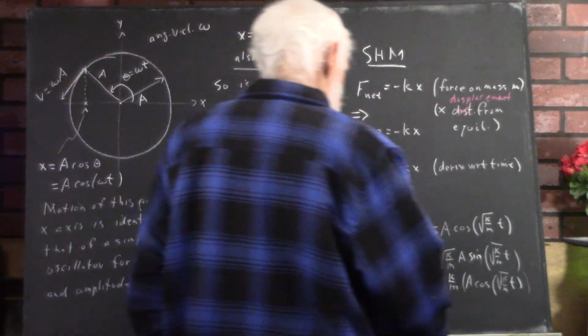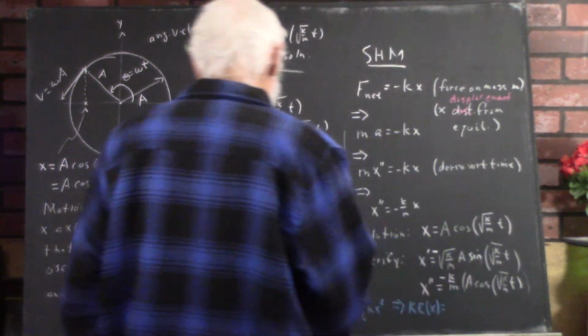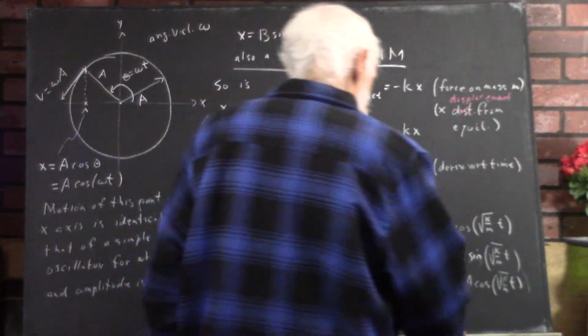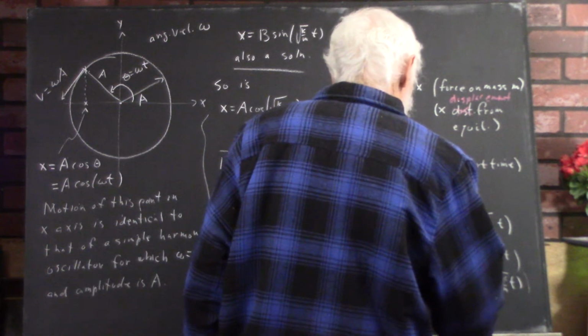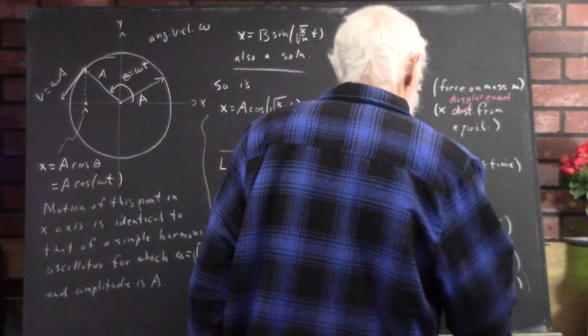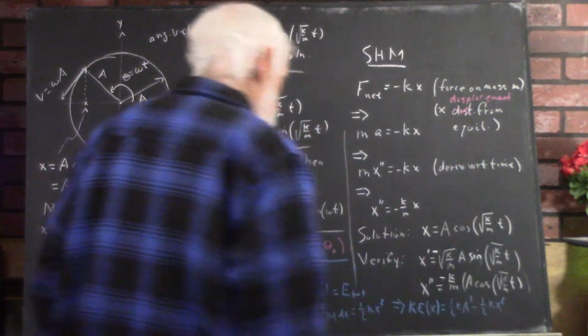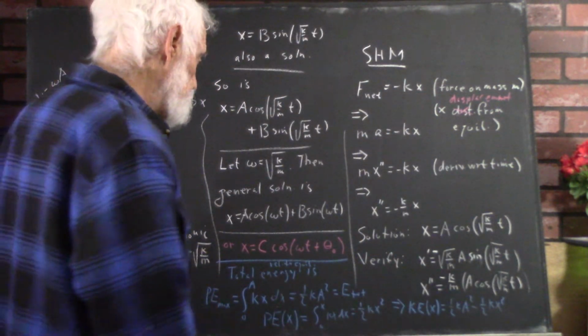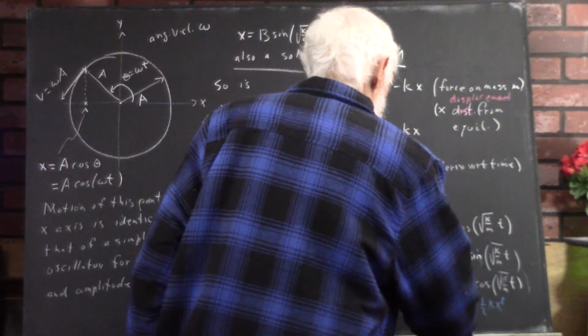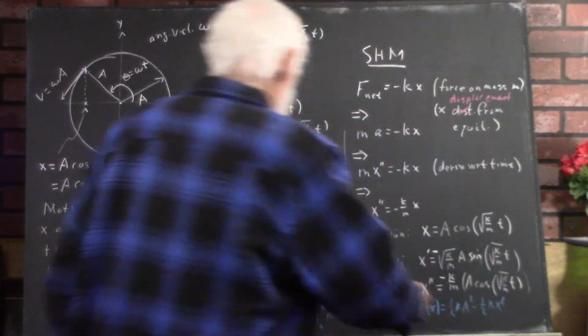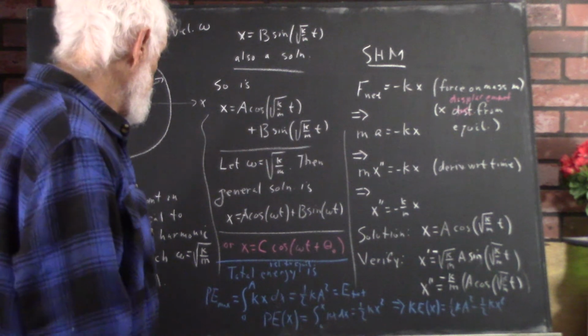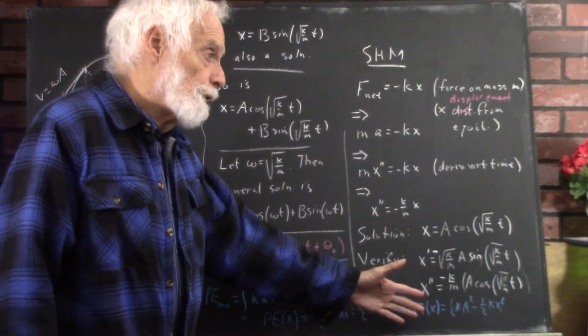Kinetic energy is your total energy minus your potential energy, which is going to be 1/2 Ka squared minus 1/2 Kx squared. So right here's your energy picture for a simple harmonic oscillator. That's all there is to it.